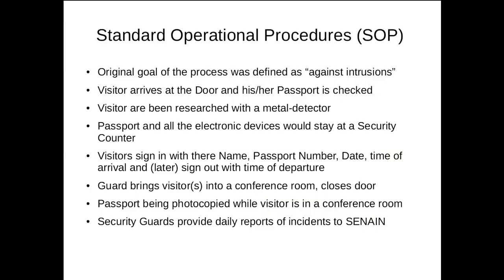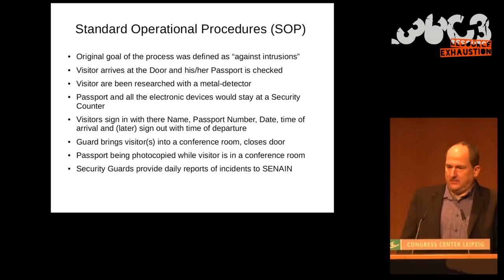The original standard operating procedures in place, as I said, were defined to help against intrusions. Visitors would arrive at the door, show their passport, then be searched with a metal detector, and they would have to leave their passport and all electronic devices at the security counter in the little lobby. They would sign in to some kind of diary with name, passport number, date, time of arrival, and later sign out with the time of their departure. The guards would bring the visitors afterwards into the conference room, close the door, and then copy the passport while the visitors waited. And there would also be daily, monthly, and special incident reports written by the security company and delivered to SENAIN, the Ecuadorian intelligence.